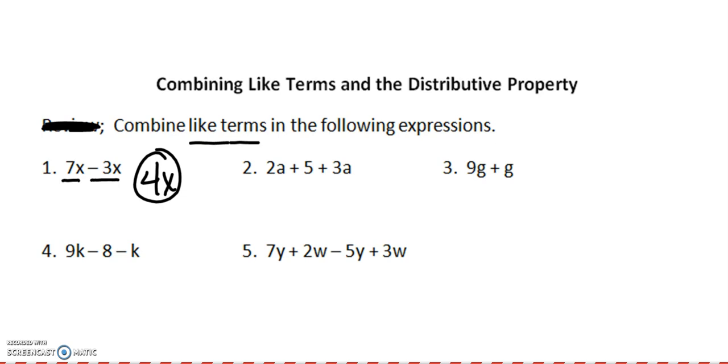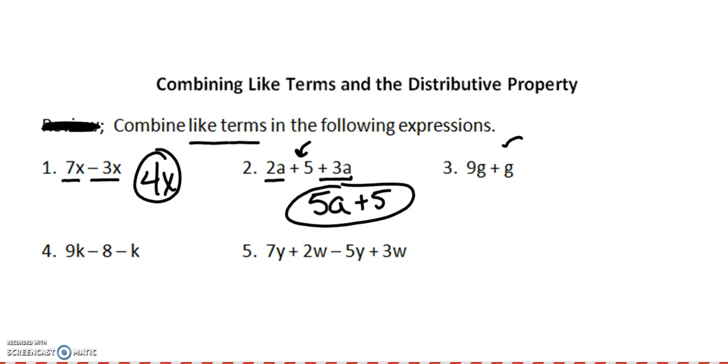When I look at 2, I see a 2a and a plus 3a, so I'm going to put those together. 2a plus 3a is 5a, and then since the plus 5 is the only constant, or a number without a variable, it's going to stay plus 5. And there is my simplified expression. Number 3, when I look at 9g plus g, that g has a 1 in front of it. That means 1g. So when you do 9g plus g, it equals 10g.